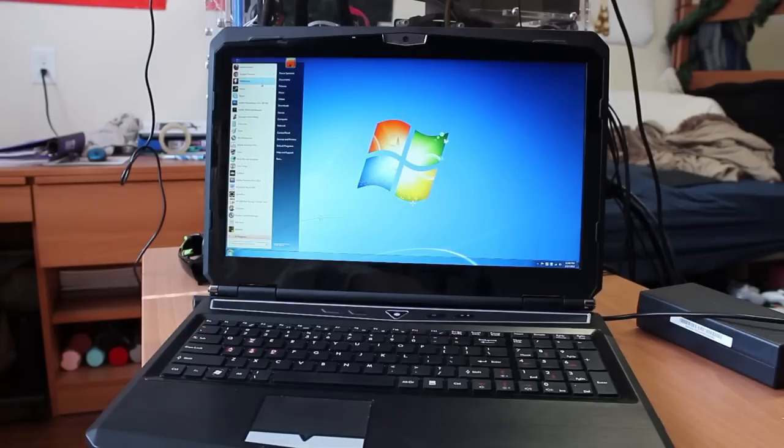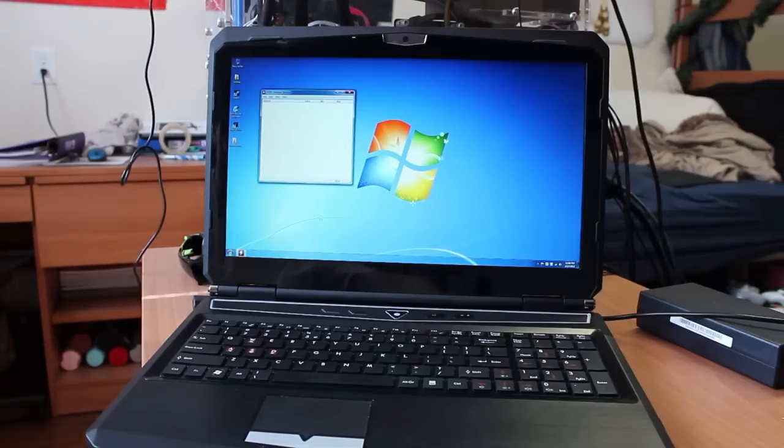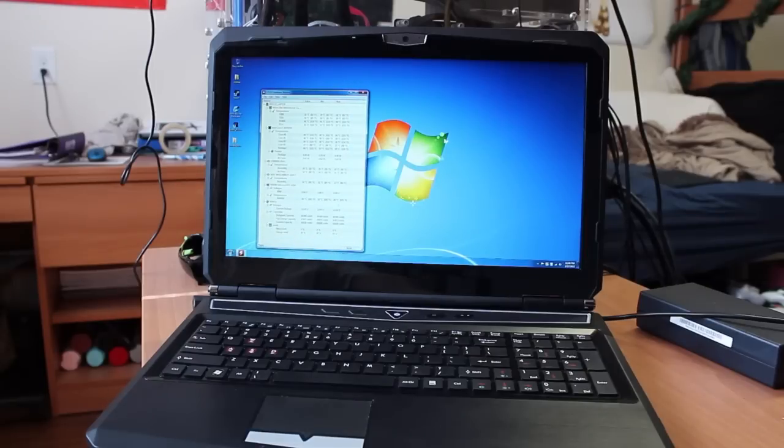Idle temps. I've got hardware monitor open here. Just sitting here, you're in the upper 40s. You have to not be using it to stay in the mid-to-upper 40s. Otherwise, if you're using it, it stays upper 40s minimum and then low 50s, which I think is stupid, because other people are getting in the upper 30s.